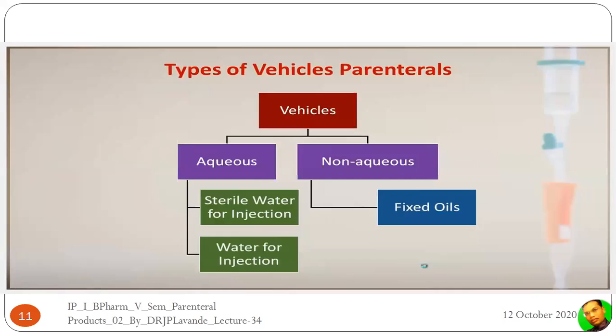Now, which are the different types of vehicles that are used for the parenterals? Basically, we are using aqueous and non-aqueous vehicles. Here we are using the aqueous vehicle as the sterile water for injection and the water for injection. As far as the non-aqueous vehicle is concerned, it is the fixed oil, and these fixed oils are going to be used as a vehicle in case of most of the substances like the vitamins.